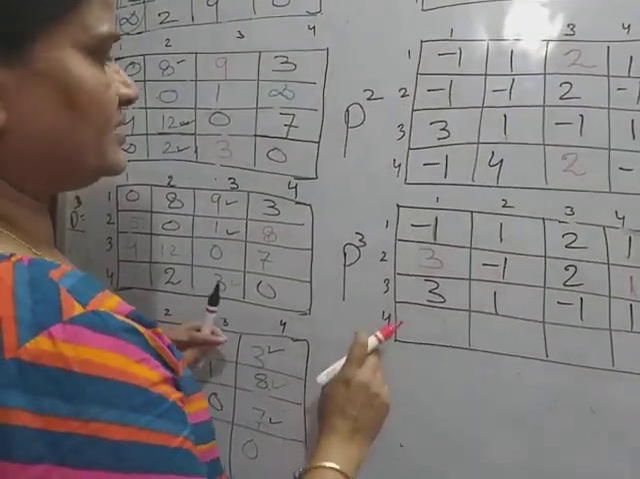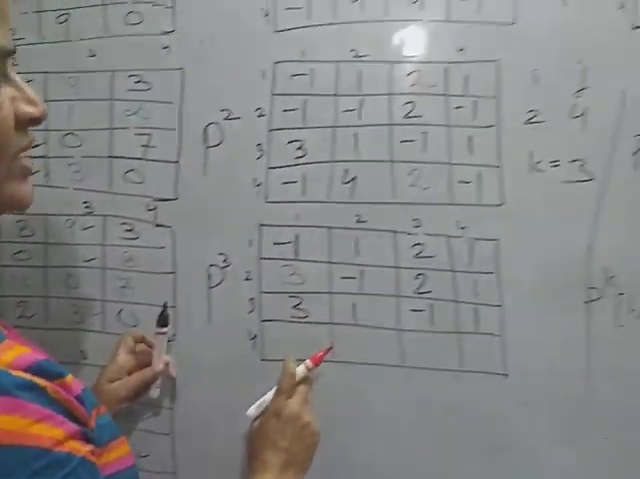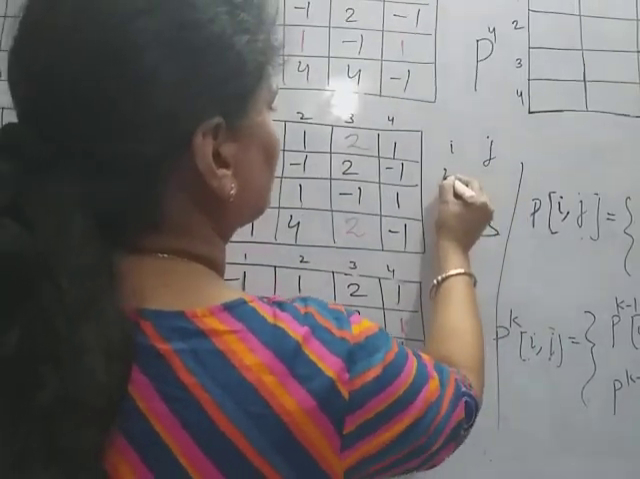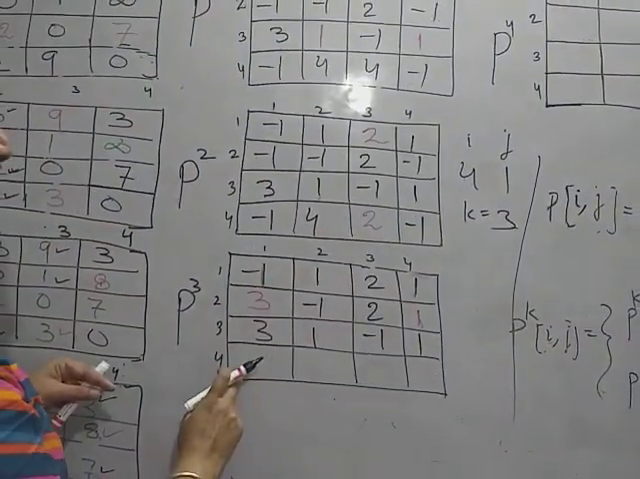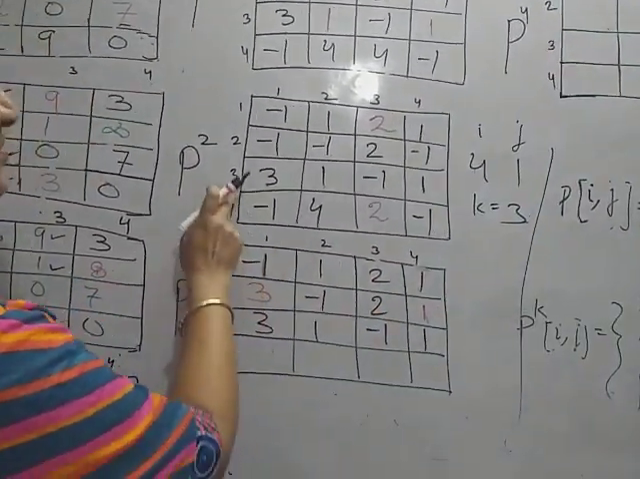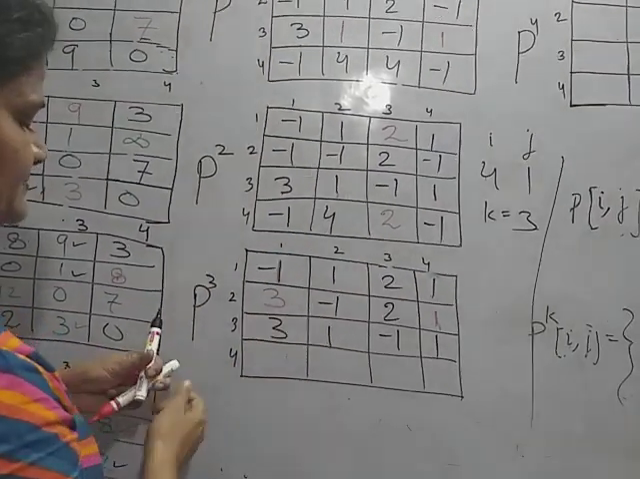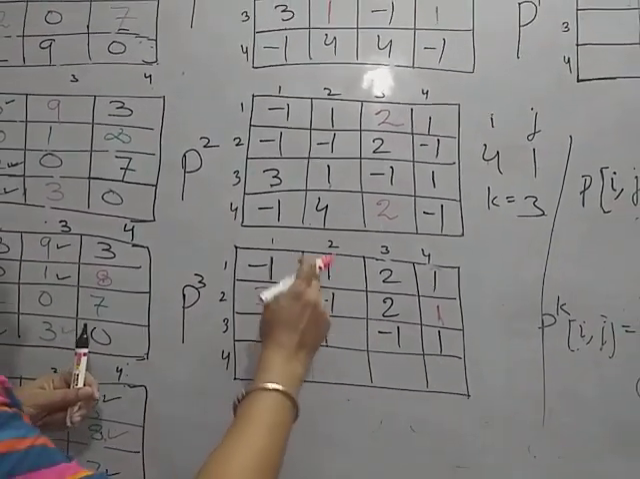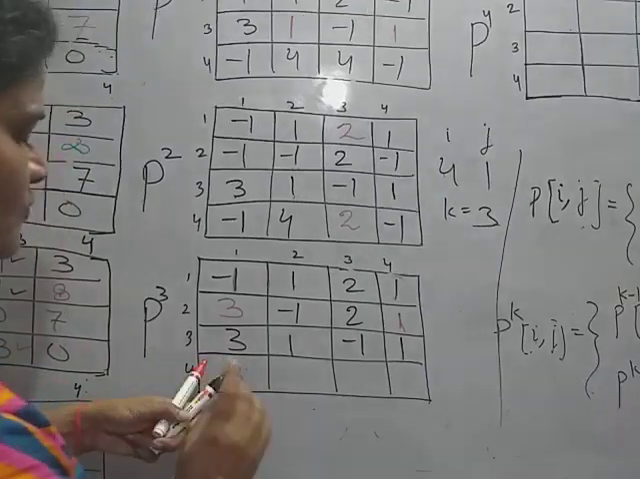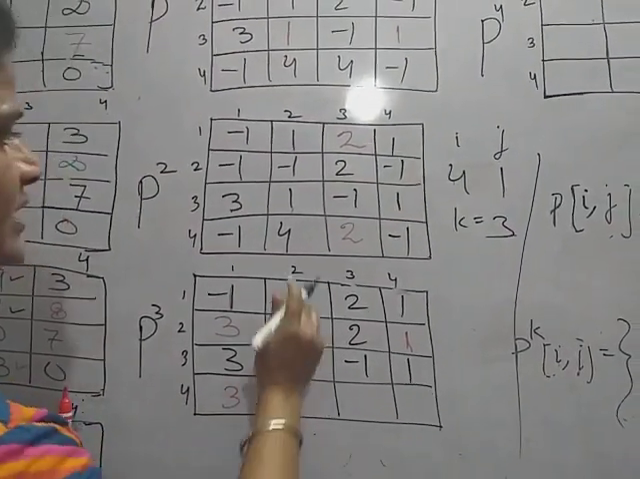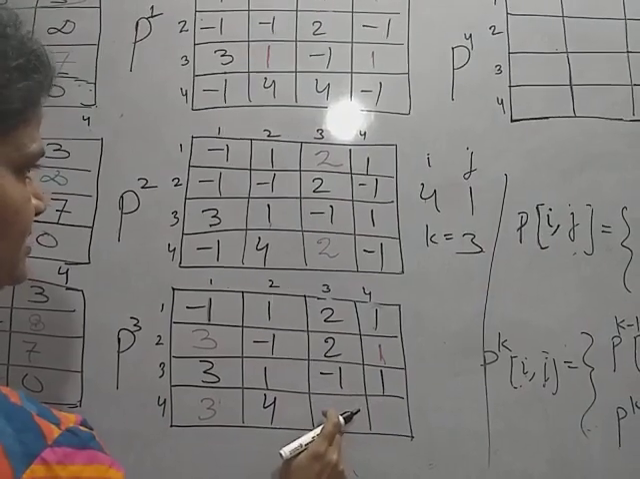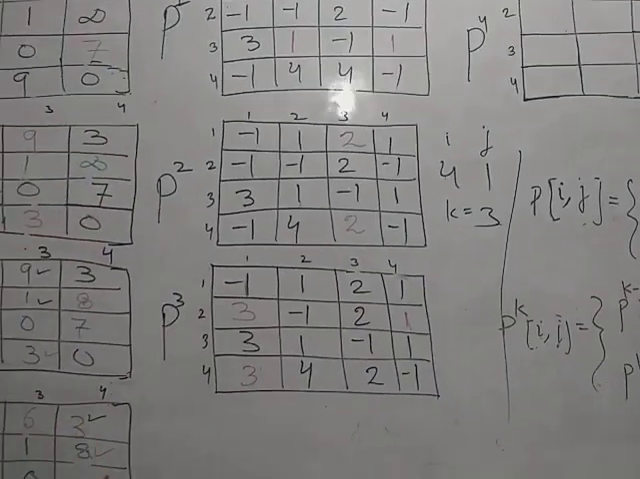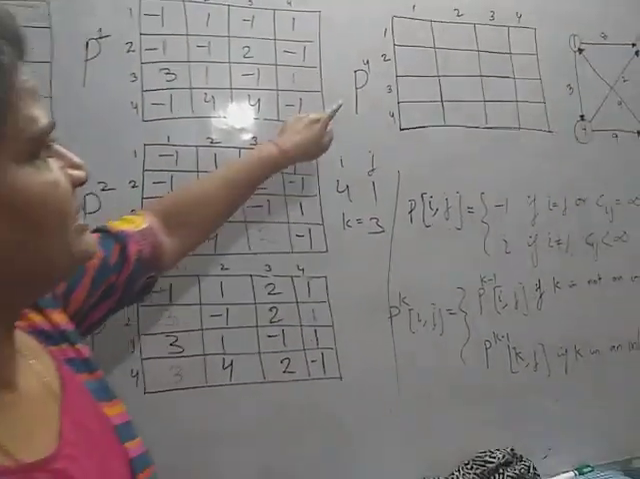Now in the fourth row, this entry is changed. So here the 4, 1, and k is 3. So 4, 1 entry will be changed with 3, 1 from the previous entry. So 3, 1 is 3. 4, 1 is changed with 3, 1. So 3, 1 is 3. Then 2 is 4, 4 and what 2, this is here 2 and minus 1. Okay. Now P3 is done. Now we consider P4.